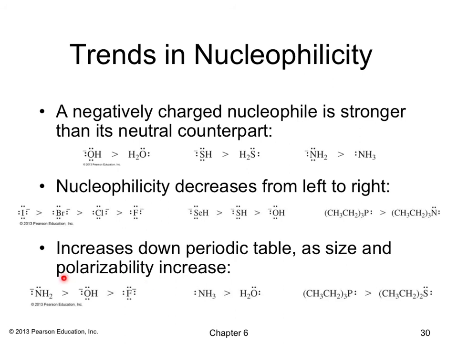again, here's your trend where you have your nucleophilic amine, hydroxide, fluorine, amine versus water, triethylphosphine, diethyl sulfide, or diethyl thioether. So these are trends based on going down the periodic table, where nucleophilicity increases.